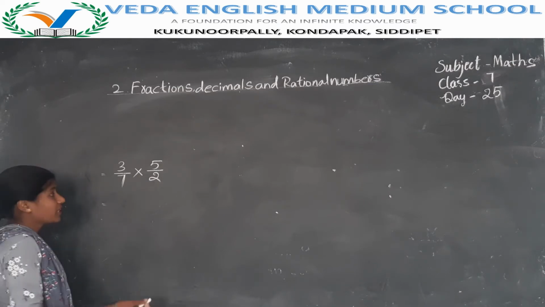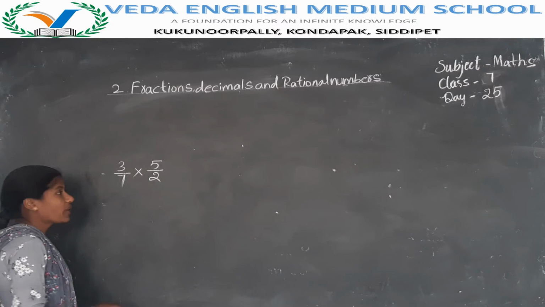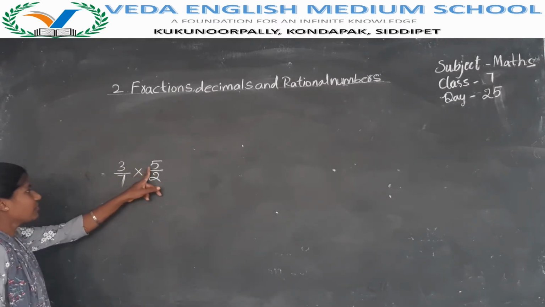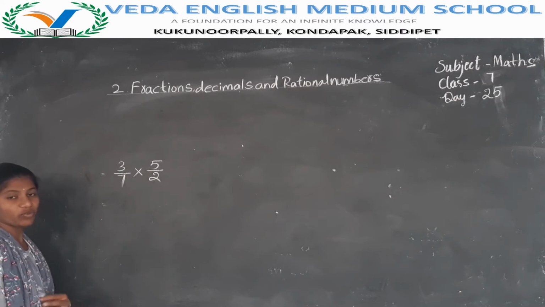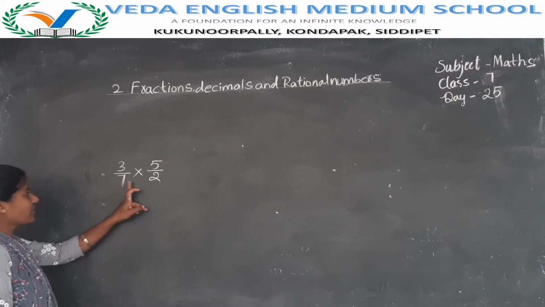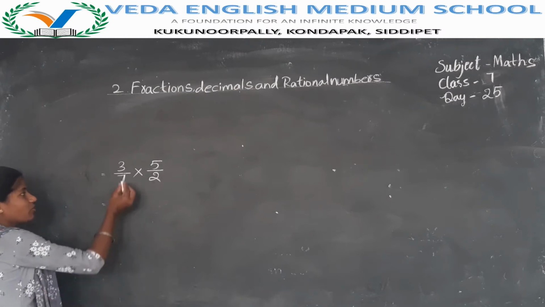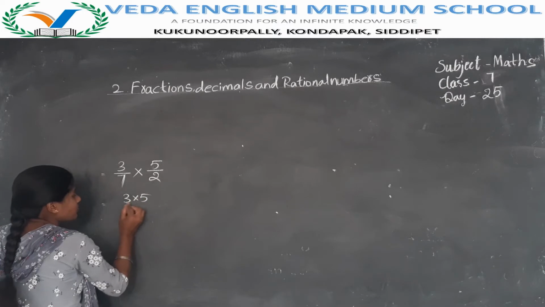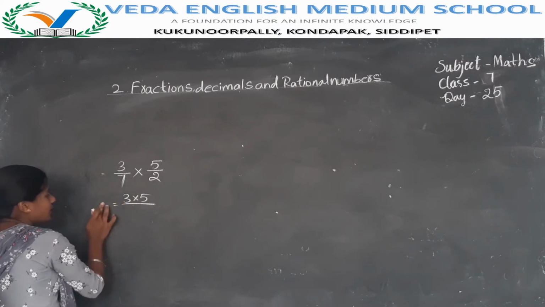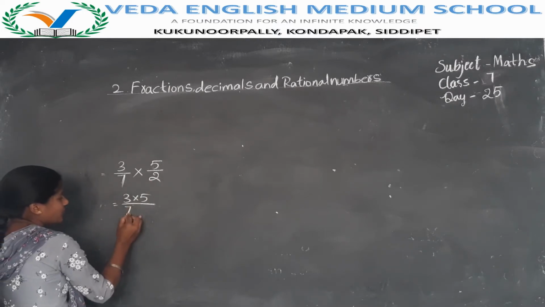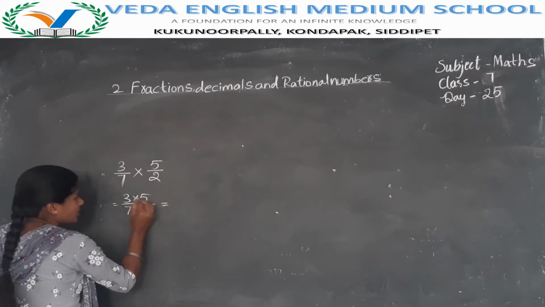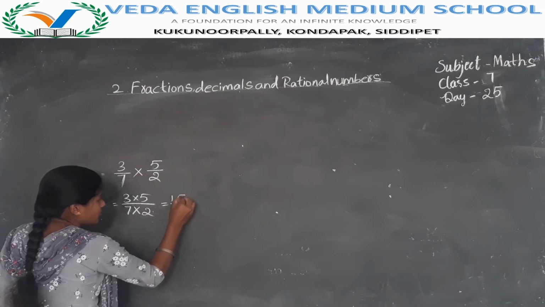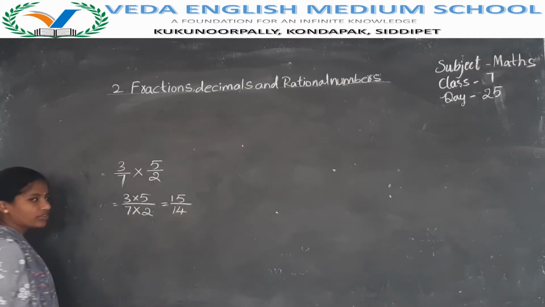Then what do you have to do? If you don't have any possibility, then you have to multiply both the numerators. What are the numerators here? 3 and 5 are the numerators. What are the denominators here? 7 and 2 are the denominators. Now multiply the numerators: 3 into 5 by 7 into 2. Now 3 fives are 15, 7 twos are 14. So the answer is 15 by 14.